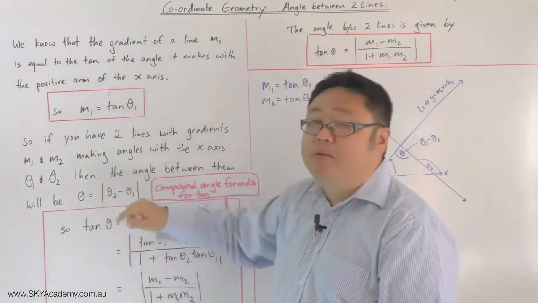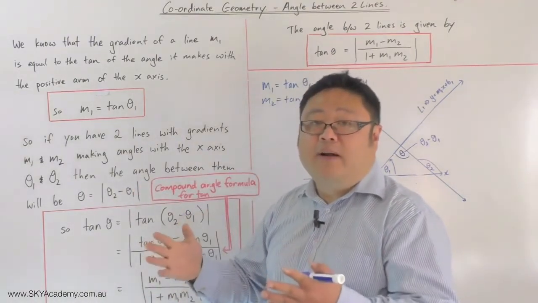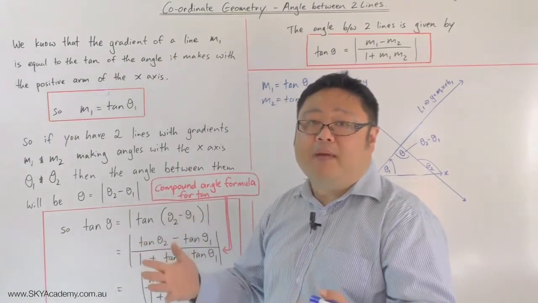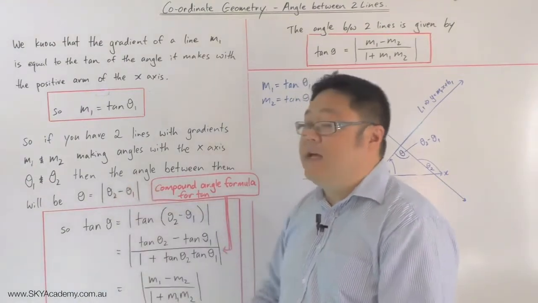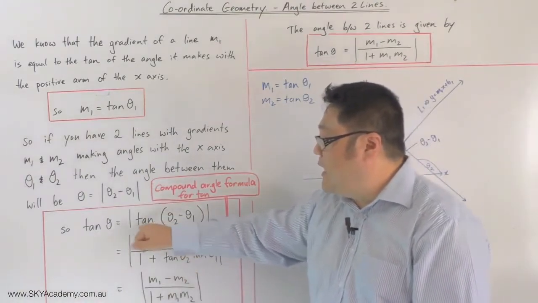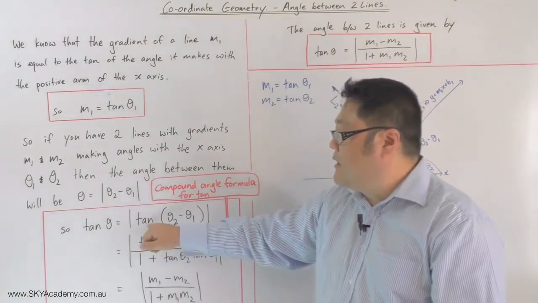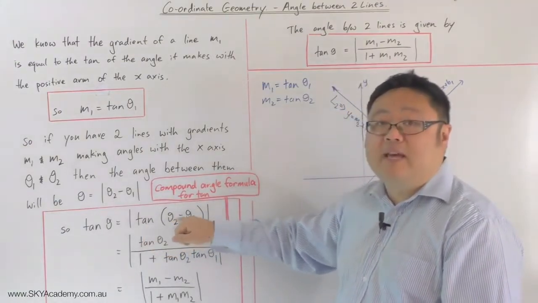So in other words, we put the absolute value signs there to account for the fact that if you subtract one angle from another angle, it might be negative. So you put that there to adjust it into the positive again. So you've got tan theta equaling the tan of one angle minus the other angle, okay?